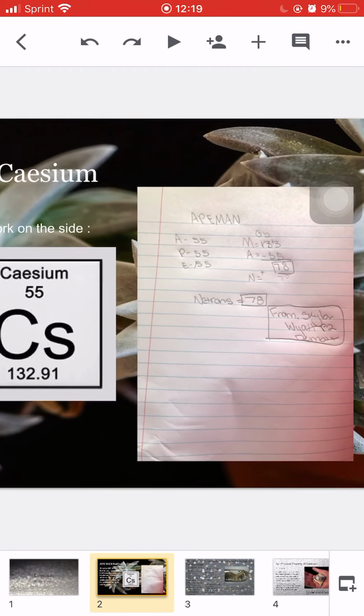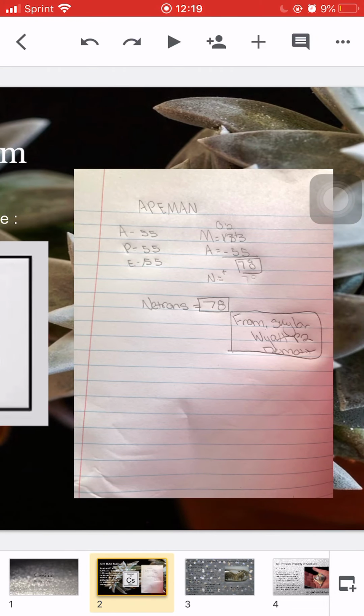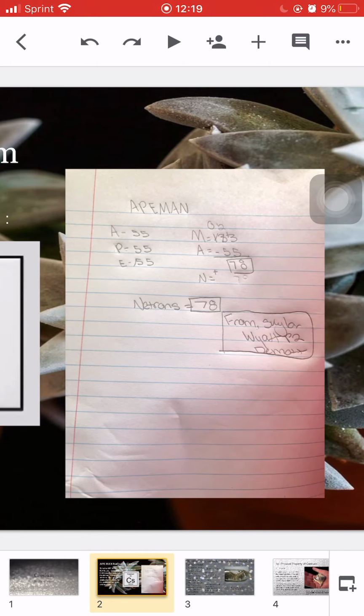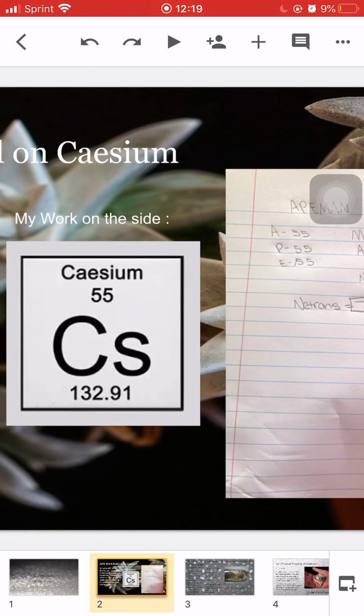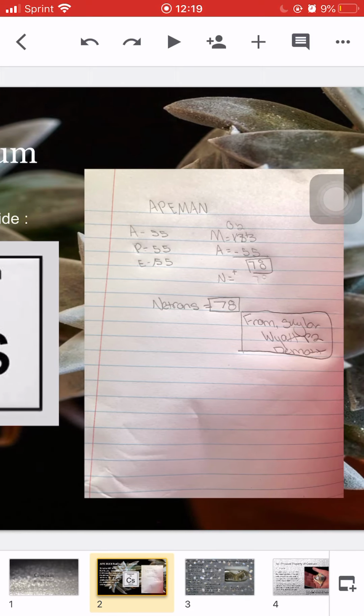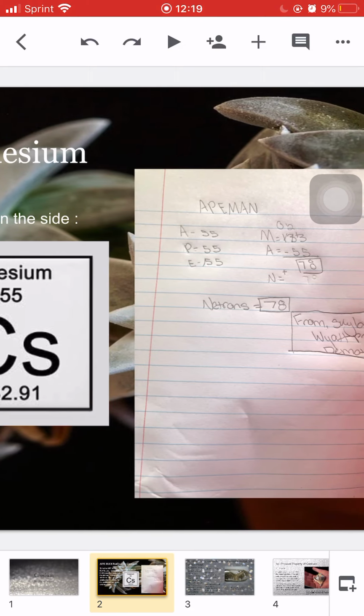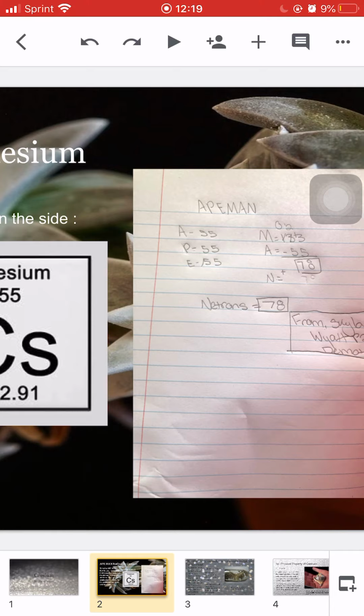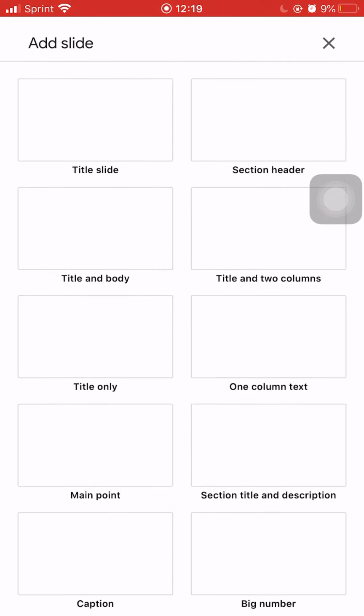My work is over here on the side. First, I got my electrons and my protons, which gave me my atomic number. Then I rounded up the atomic mass to 133 because it was closest to that, and subtracted the atomic number, which gave me 78 neutrons. So that's how I got my work.